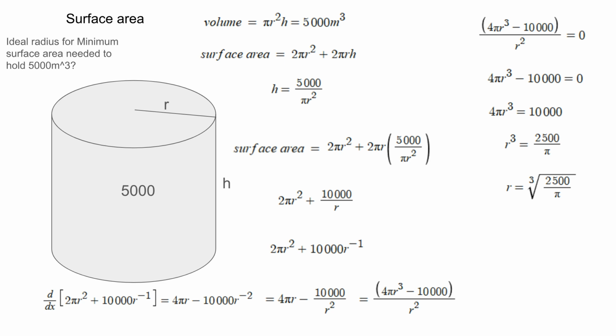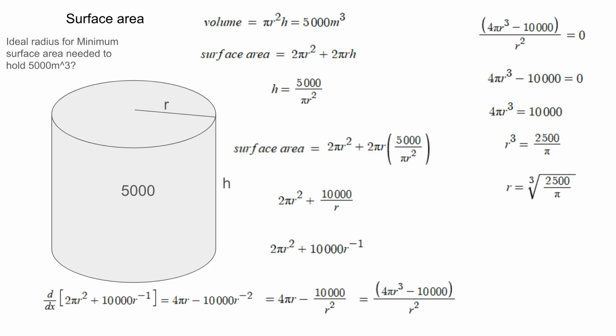Finding the derivative of this surface area, we get 4 pi r take away 10,000 r to the power of negative 2, which equals 4 pi r take away 10,000 over r squared, which also equals 4 pi r cubed take away 10,000 all over r squared.